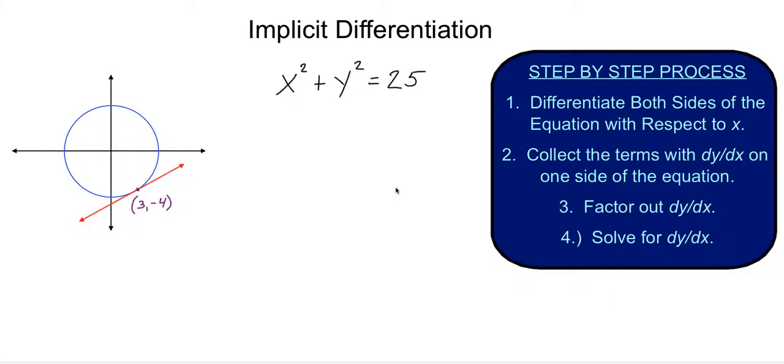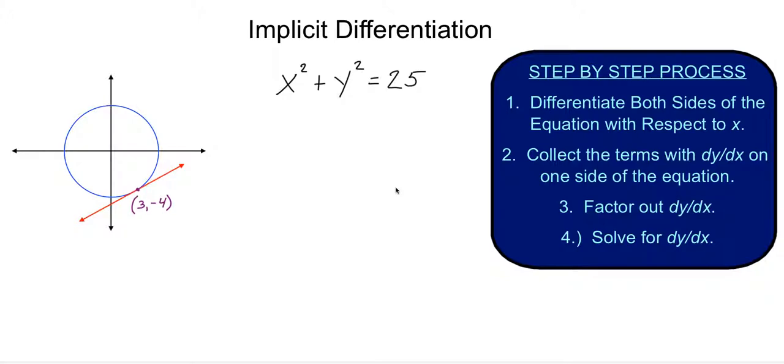Hey everyone, in this video we're going to talk about implicit differentiation. Implicit differentiation is what we use when we need to take the derivative of something that's not easily identified as a function of x. In this case, we have the equation of a circle, x squared plus y squared equals 25.